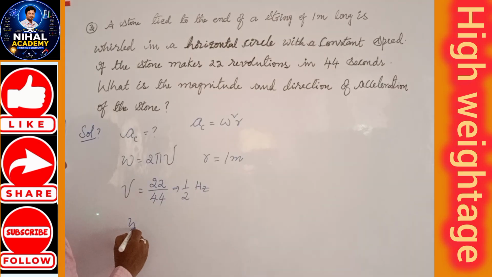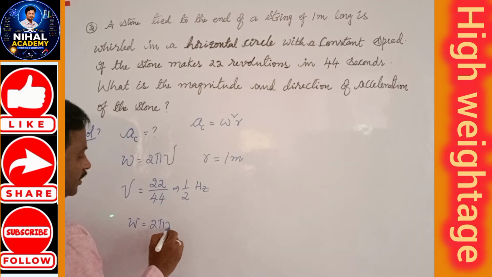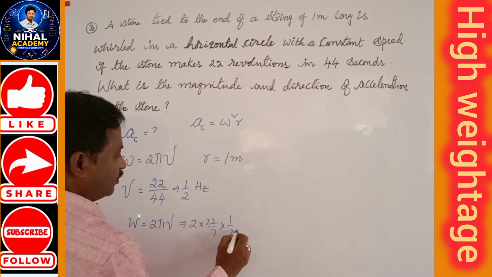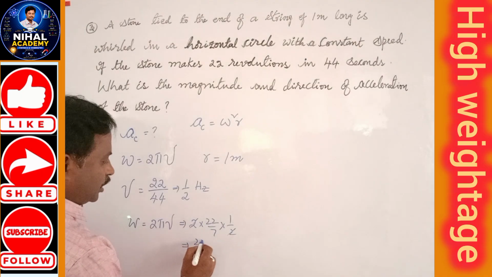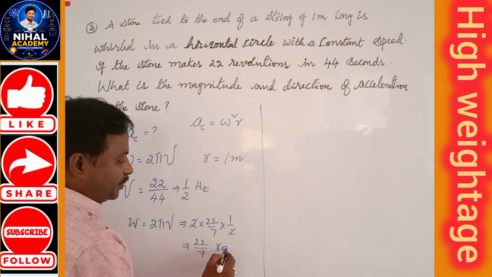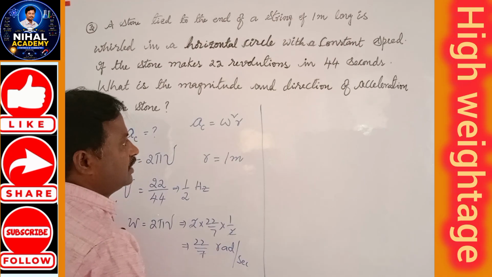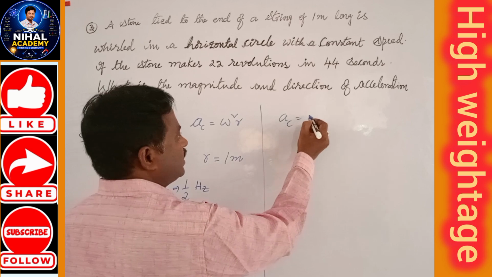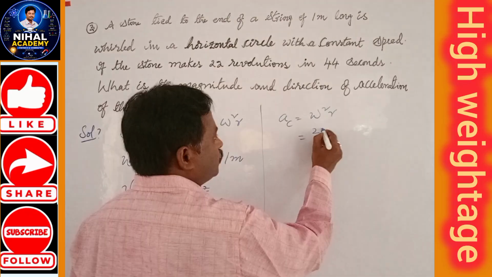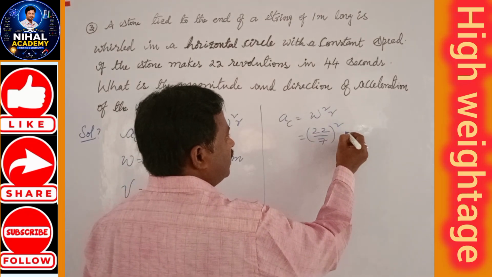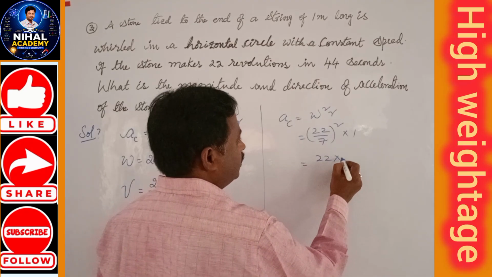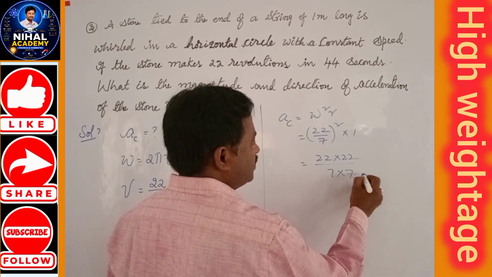Calculate omega. So omega is equal to 2 pi nu. So 2 pi is 2 into 22 by 7, into nu value 1 by 2. So 2 cancels. So omega is equal to 22 by 7 radian per second. Now acceleration AC is equal to omega square R. So omega square means 22 by 7 whole square into R value, which is 1 meter. So this is equal to 22 into 22 by 7 into 7.